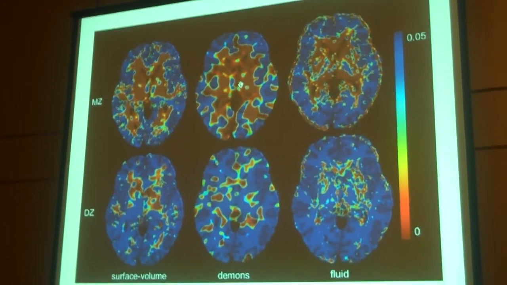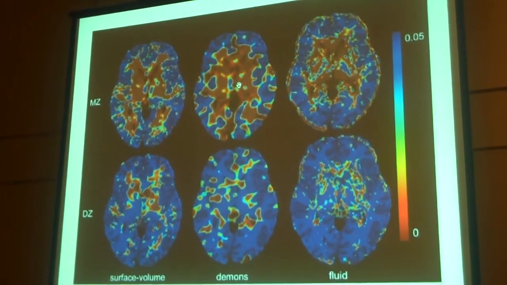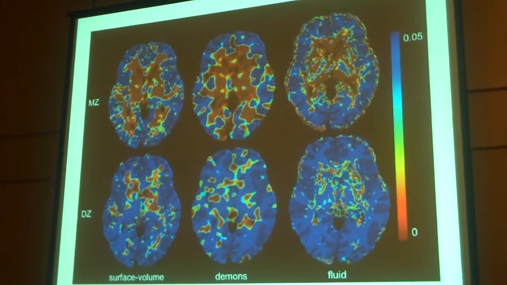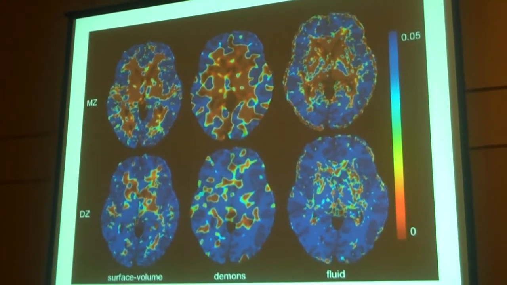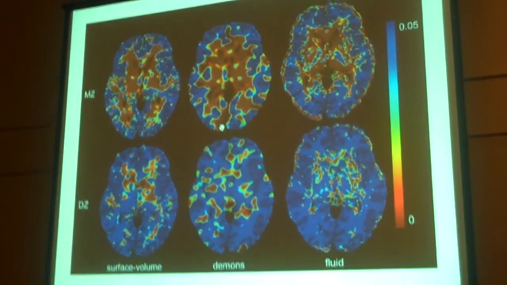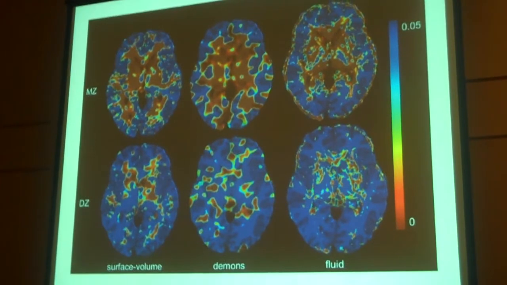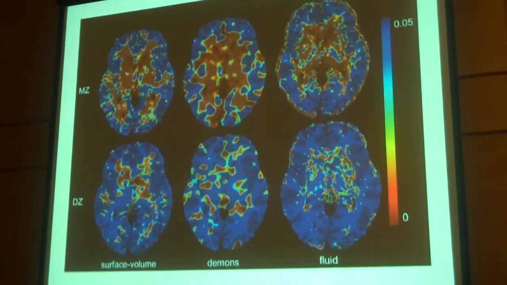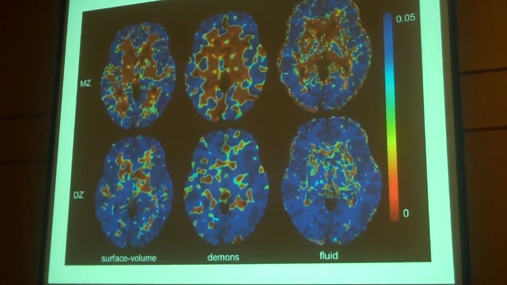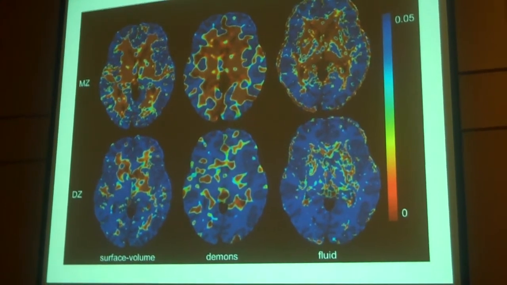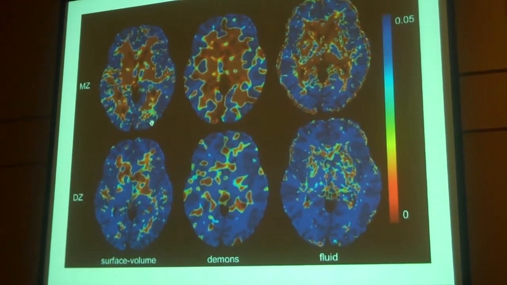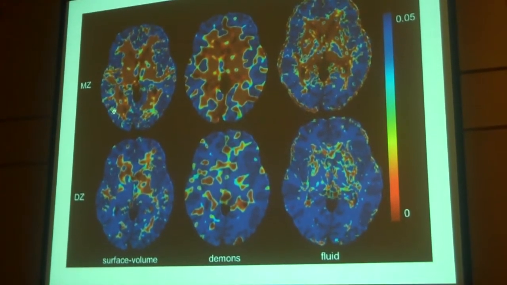For the Demons registration, we got a similar result, a bit smoother, and we think that's because of the regularizer that is used. It's also centered on the internal structure, with certain cortical structures also included in the significant areas. And for the combined surface volume registration is where we saw the most results, including internal structures as well as cortical structures in the temporal lobes, and also in some areas of the occipital region.